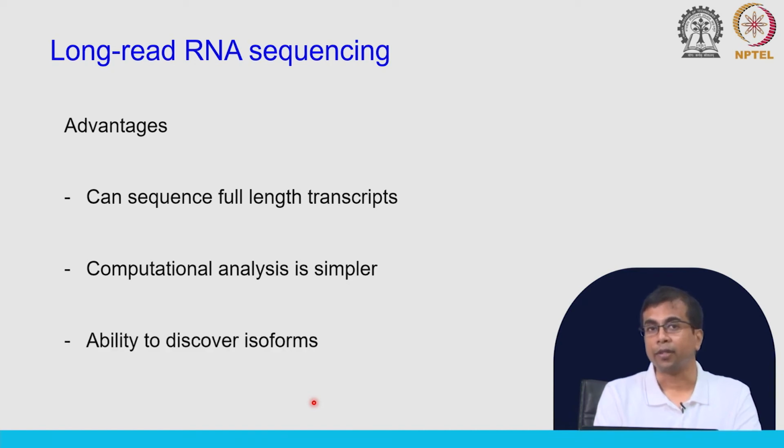And it can also discover these isoforms, because it is long read. So, if it is like 1 kb, 2 kb or even 5 kb sequences you are getting, you will probably discover most of the isoforms that are out there. You do not have to worry about again going to assembly and then trying to find the isoforms. Okay. So, this is actually a big advantage of long read sequencing.